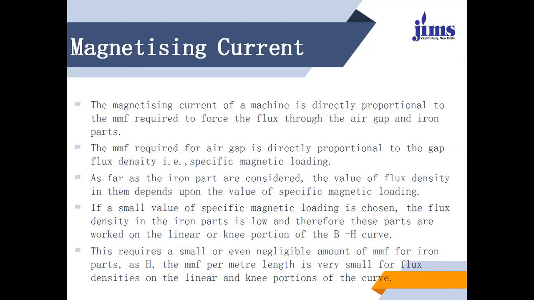If a small value of specific magnetic loading is chosen, the flux density in the iron parts is low, and therefore these parts are worked on the linear or knee portion of the BH curve. This requires a small or even negligible amount of mmf for iron parts, as H, the mmf per meter length, is very small for flux densities on the linear and knee portions of the curve.